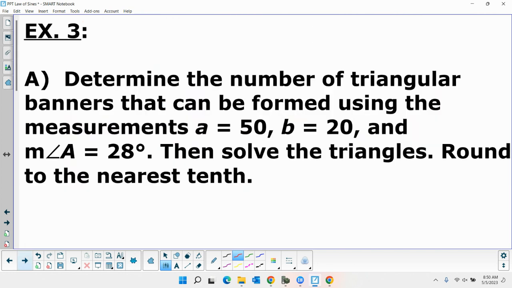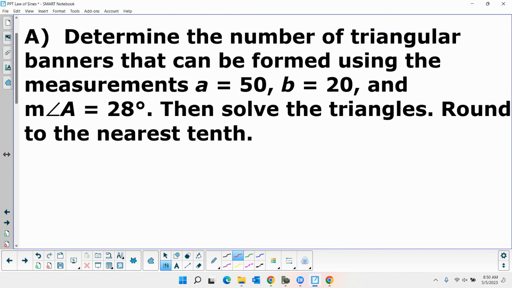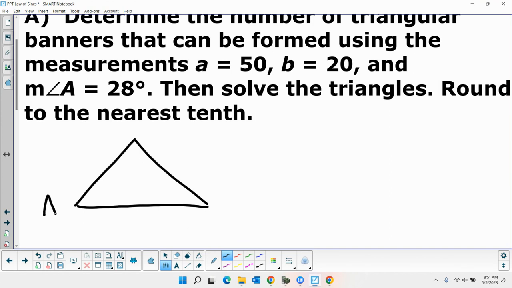So let's look at one. All right, so we have the measurements: a is 50, b is 20, and angle A is 28. So again, I just draw a quick picture. Again, it doesn't have to be perfect, all right? And I just make A, B, C, whatever I want. That doesn't matter. Remember, angles are capital letters. Angle A was 28 degrees. Side a would be 50, so that's over here. Remember, angle A is straight across from side a. Angle B is up here, so straight across, side b is down here.